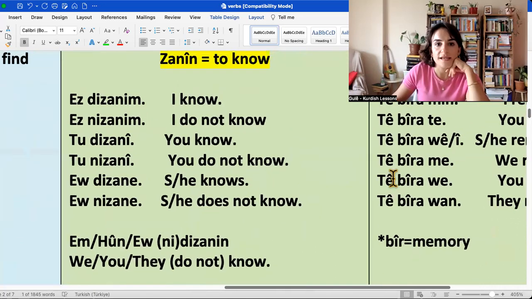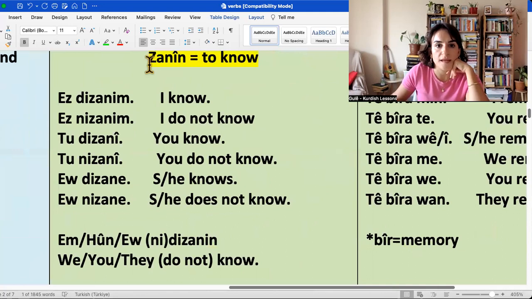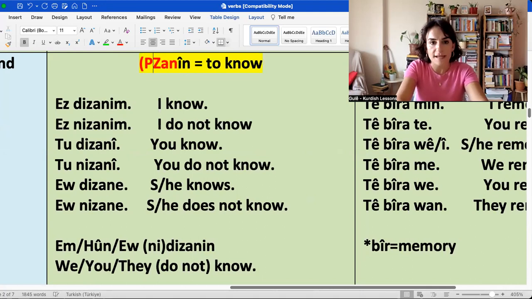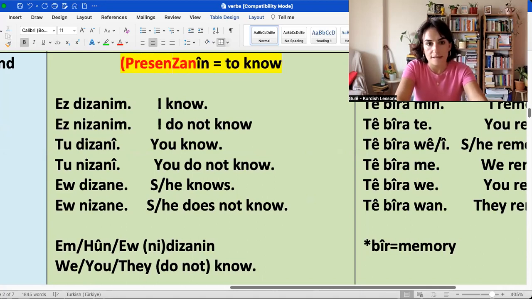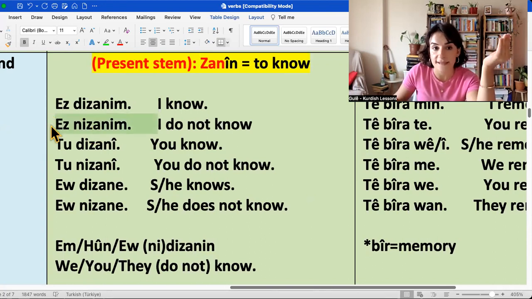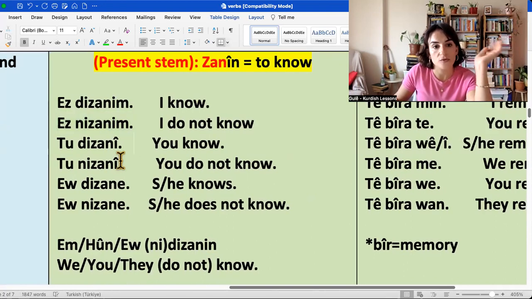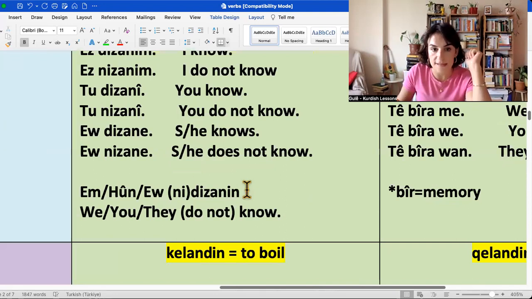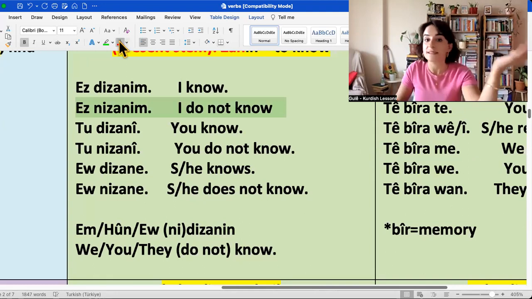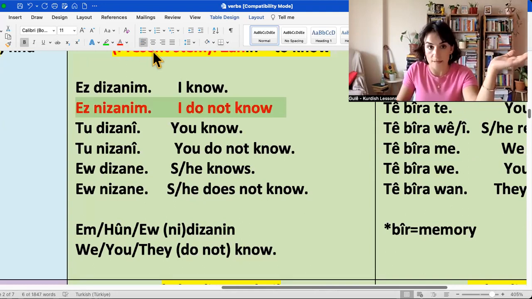Zanin is to know, and present stem is zan. As the zanem, negative as nizani. Okay, so learn this sentence as nizani. I don't know. As nizani.